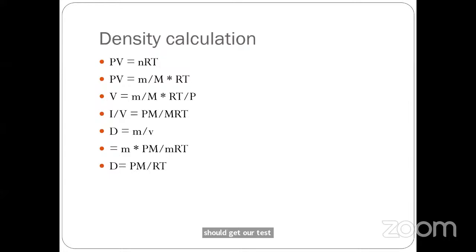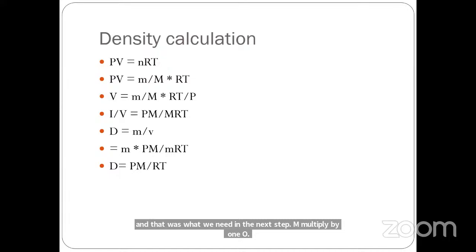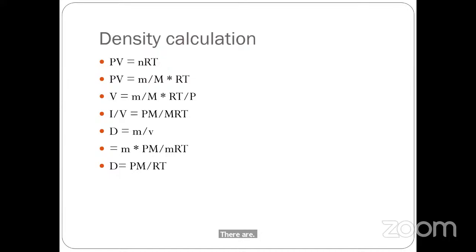And that was what we did in the next step. m multiplied by 1 all over V. There are m common at the numerator and denominator. Those ones cancel out. And then what we now have is PM over RT. So that is how we got that formula. I hope it is clear now.